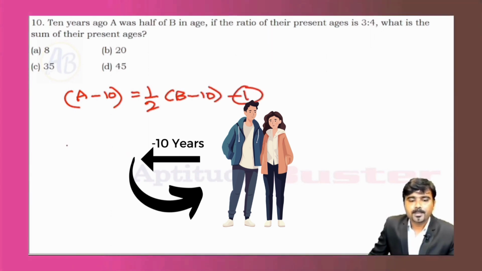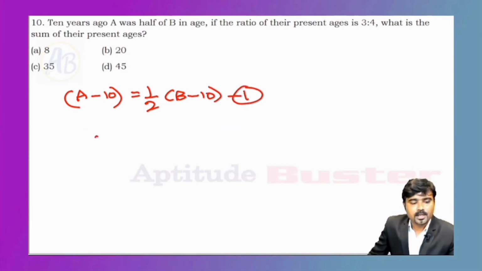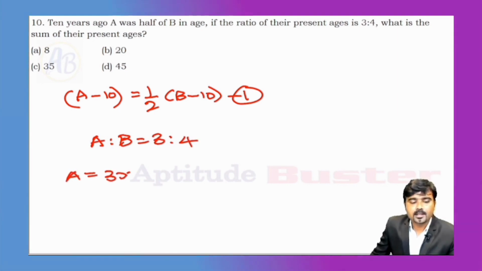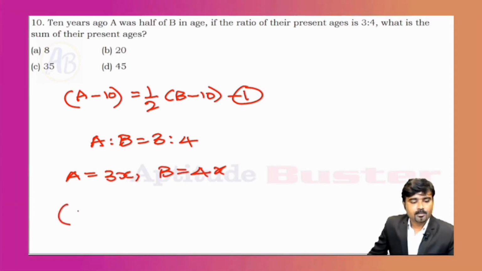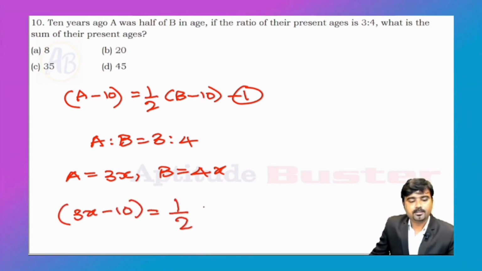And their present ages are in the ratio 3:4. A is to B is equal to 3:4. How can you write this one? A is equal to 3x and B is equal to 4x. Am I right? Okay, substitute here. 3x minus 10 is equal to half of 4x minus 10.